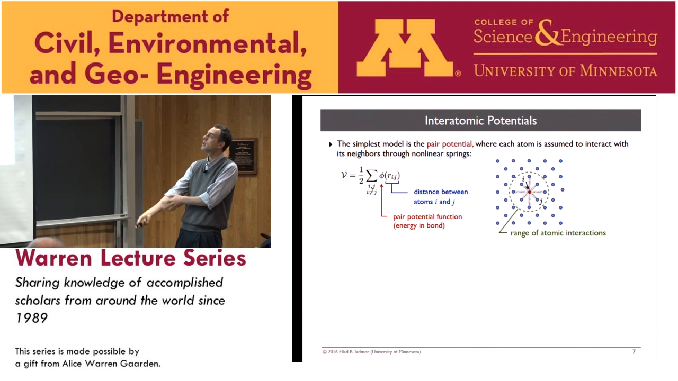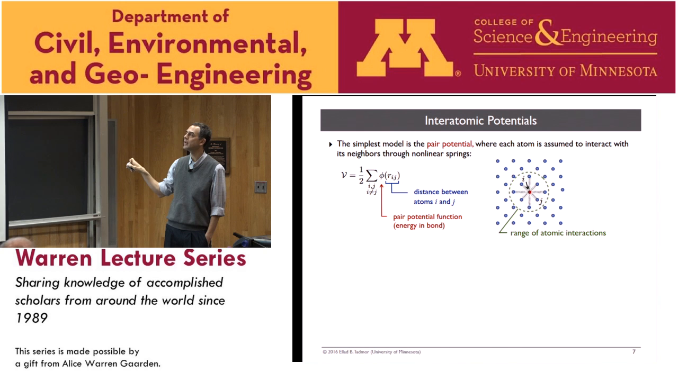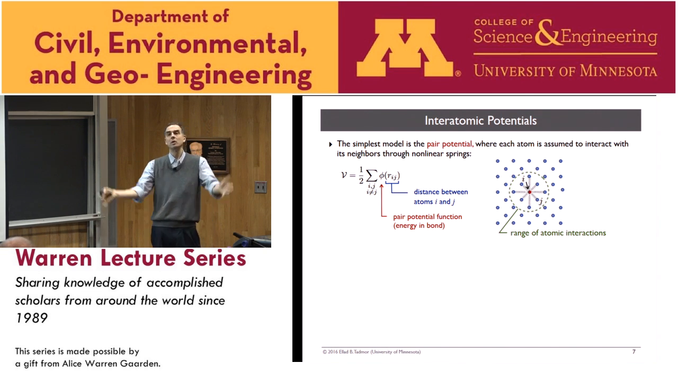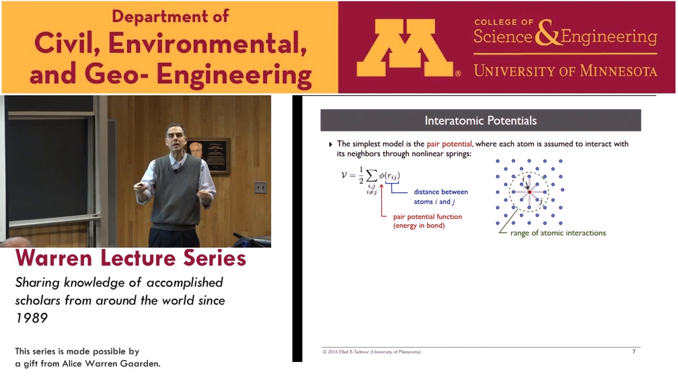So the simplest one you could imagine is called a pair potential. That's a situation where every particle, your phenomenological model is as if it's connected with nonlinear springs to its neighbors. And it interacts with some range of neighbors, which is denoted by this green circle. So this red atom feels everything within the green circle here. And the energy then is just a sum of the energy in each of these nonlinear springs that are mimicking the bonding that's happening between those atoms in some way.